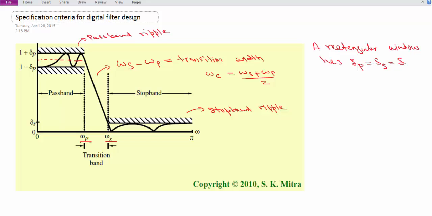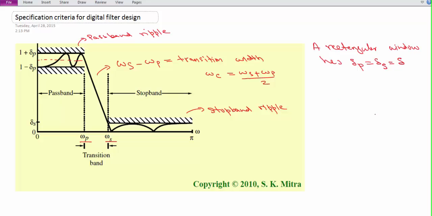So the main message of the filter design using window method is that, A, you don't end up with a sharp cutoff frequency. That's one main message. The second message is that you don't have constant magnitude in either the stop or the pass band. Okay. Those are the two key things that happen.